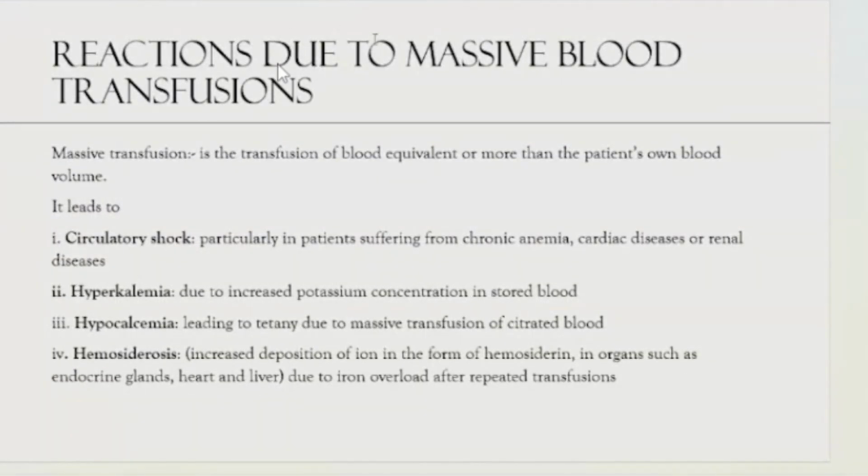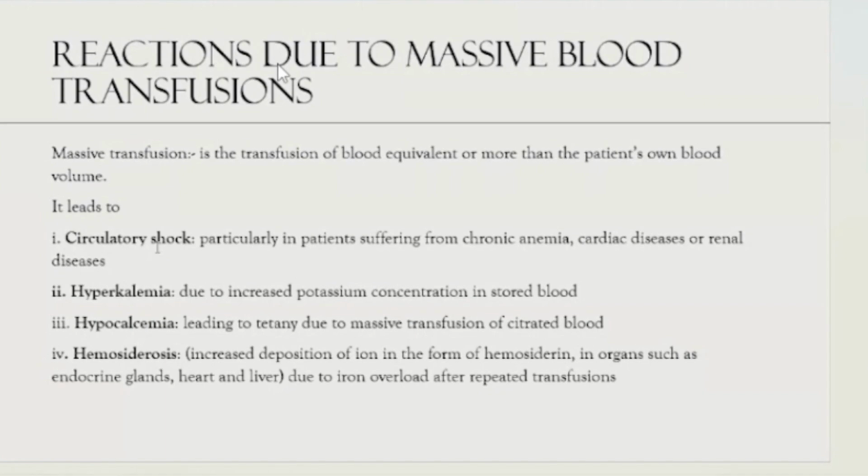Then there is massive blood transfusion. That is also one of the major complications. This is basically whenever you give a high amount of specific blood products, such as packed red blood cells. Once in the circulation, these red blood cells will release a high amount of potassium, causing hyperkalemia. Then these red blood cells also contain citrate. The citrate will bind to the calcium and decrease the calcium content in your blood, hence causing hypocalcemia. Then it will also cause increased deposition of iron, and this iron deposition occurs in the form of hemosiderin, hence causing hemosiderosis. Then it can also cause circulatory shock.